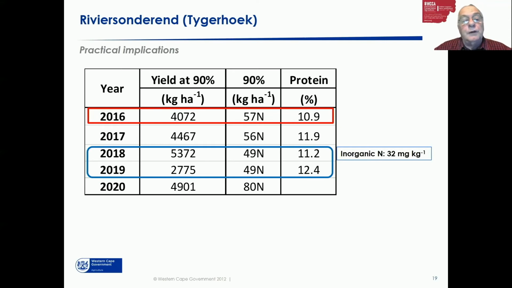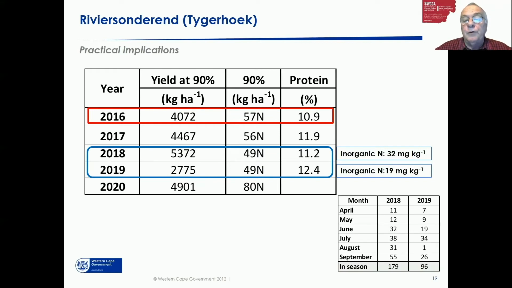And in 2018, at planting, there was 32 milligram per kilogram inorganic nitrogen, that is ammonium and nitrate at planting. And in 2019, there was only 19. So already there is a difference in the starting nitrogen content of the soil at planting. We also have to look at rainfall.